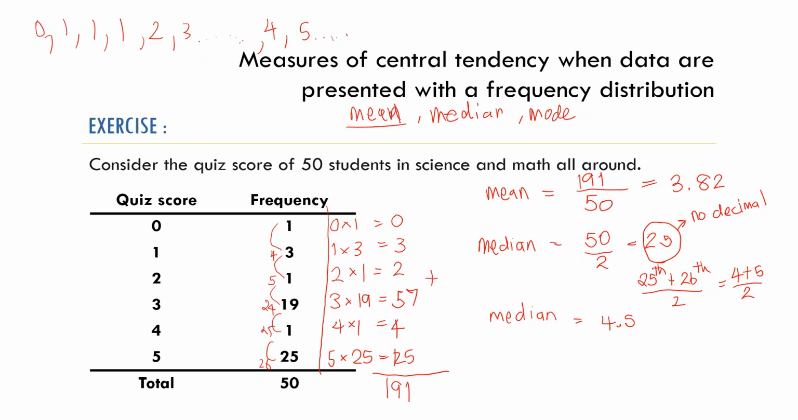Okay, now mode, the last one. The mode is the number that occurs the most frequently, meaning it has the highest frequency. So in the table, it's obvious that the quiz score of 5 is the most frequent, that 25 people have the quiz score of 5. So the mode answer is 5.